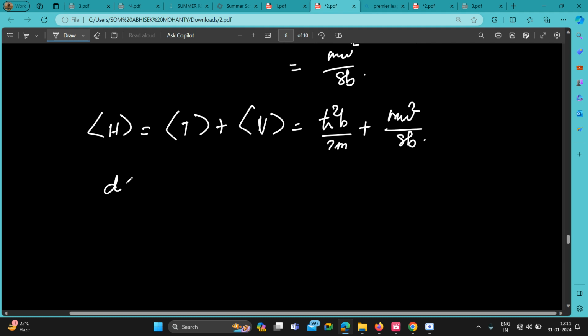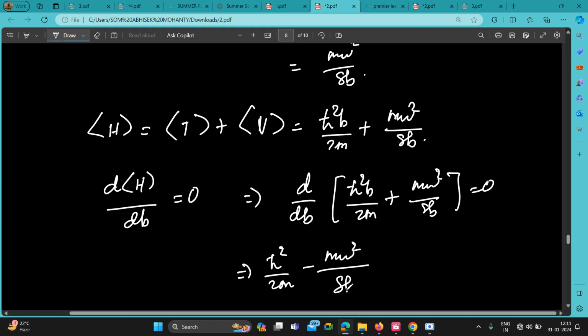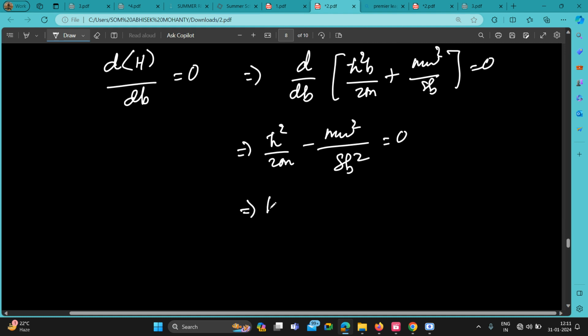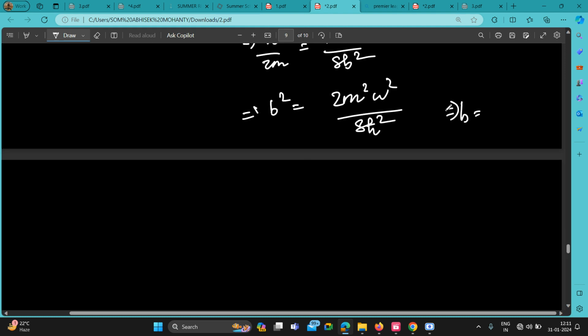Now we have to minimize it. ∂H/∂b = 0. Let's see. So ∂/∂b of (ħ²b/2m + mω²/8b) = 0. So ħ²/2m − mω²/8b² = 0. So ħ²/2m = mω²/8b². That is b² = m²ω²/4ħ². So b = mω/2ħ.